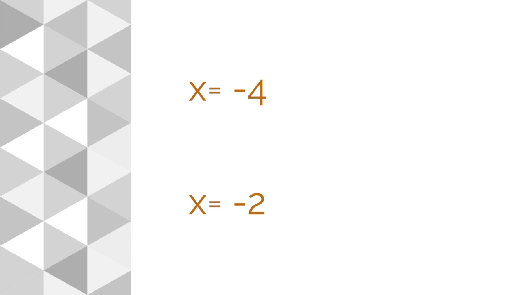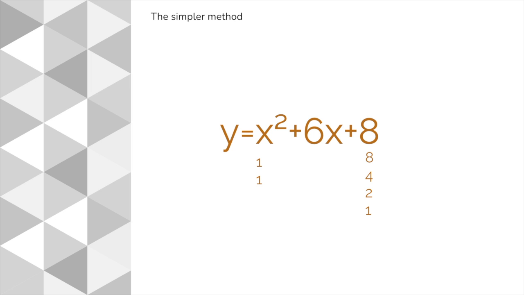Here's the simpler method. Write your quadratic equation out and list the factors of the a and c, which is 1, the coefficient of x squared, and 8, which is c in our case. The factors of 1 are obviously going to be 1 and 1, and for 8 we have 1, 2, 4, and 8 as the factors. Our final goal in doing this is to find a pair of numbers that when multiplied together add up to b, which would be 6 in our case.